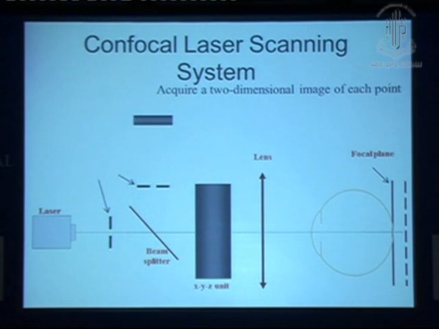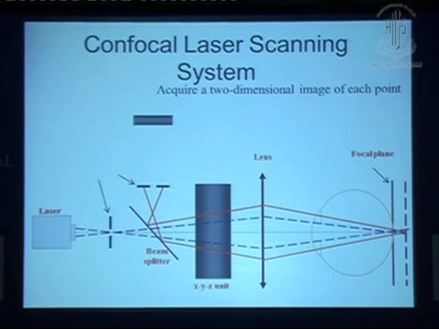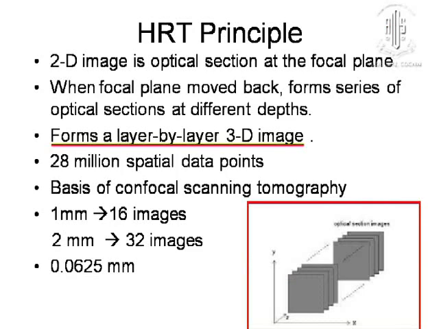And suppose there is a focal plane that is a little posterior, away from the focal plane, then automatically it will not come to the detector, so you won't get any image of the retina. That's the basic principle of HRT. And this 2D image is an optical section of the focal plane. So when the focal plane, as I told, moves back, it forms a series of optical sections at different depths.